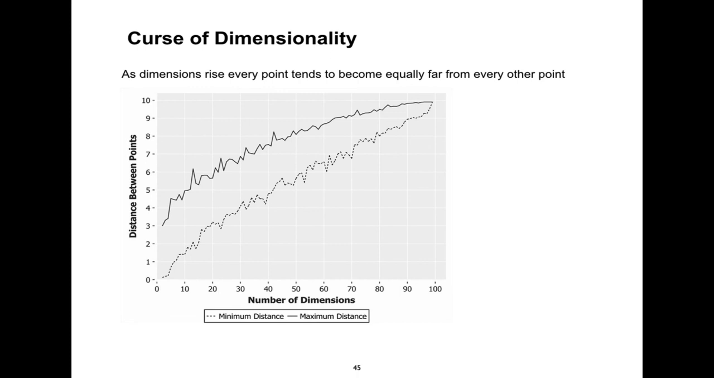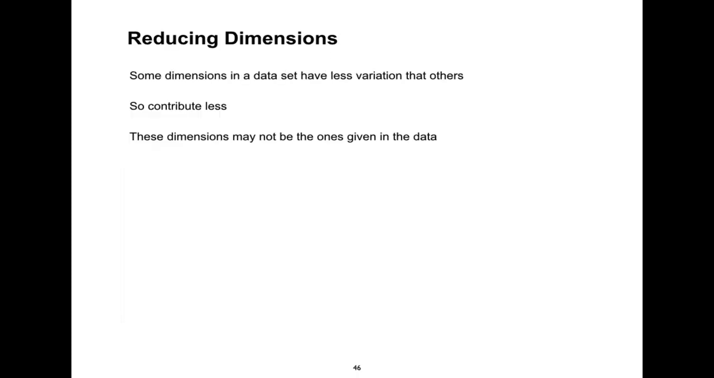Now, for us humans, non-mathematicians, 100 dimensions seems like, really? But when you consider each independent variable is a dimension, then yes, it's easy to get 10, 20, 30 dimensions. So of course, then we have to reduce the number of dimensions.